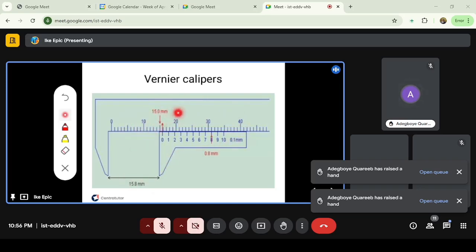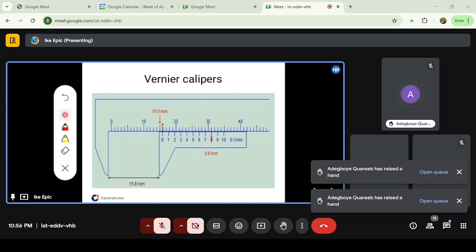You check the reading on the main scale first by looking at the zero mark of the vernier scale. Once you've gotten it, you then go to the vernier scale and look for which vernier scale reading intersected with the main scale reading. So that's how we check the vernier scale reading.